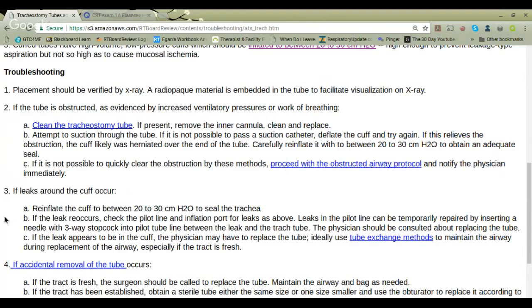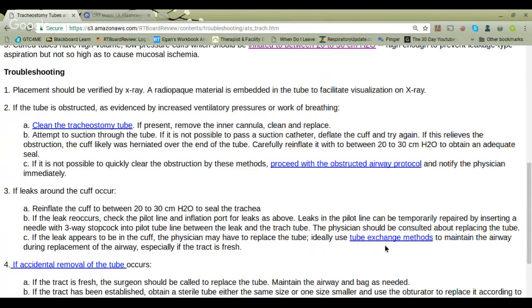If leaks around the cuff occur, reinflate the cuff to seal the trachea. If the leak reoccurs, check the pilot line and inflation port for leaks as above. Leaks in the pilot line can be temporarily repaired by inserting a needle with a 3-way stopcock into the pilot tube between the leak and the trachea tube. The physician should be consulted about replacing the tube. If the leak appears to be in the cuff, the physician may have to replace the tube.